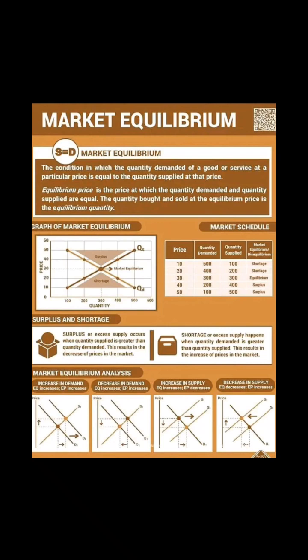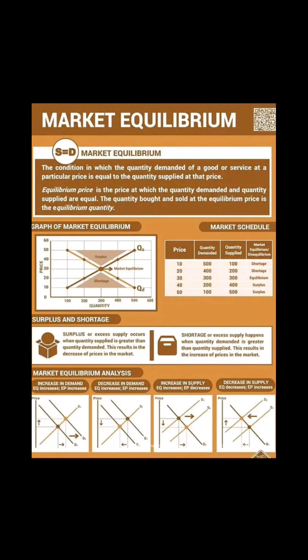Let me go by this image explanation. The condition in which the quantity demanded of a good or service at a particular price is equal to the quantity supplied at that price. Here, what market equilibrium is saying is the process whereby quantity demanded of a good or service at a particular price is also equal to quantity supplied at that particular price. There is no excess, there is no shortage. What the market demands is what the producer supplies.